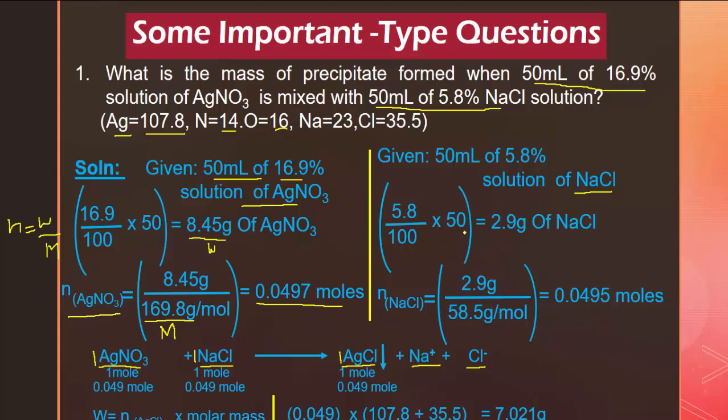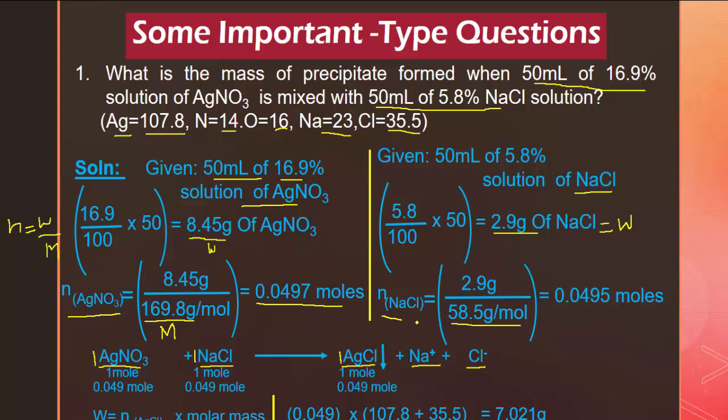5.8 by 100 into 50, that gives a value as 2.9 grams of NaCl. So this is the value of W of NaCl. And what is the molecular mass of NaCl? We can add these two. Sodium 23 plus chlorine 35.5, that gives the value as 58.5 gram per mole.